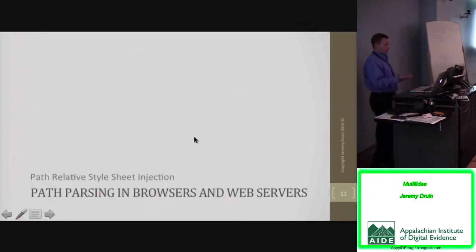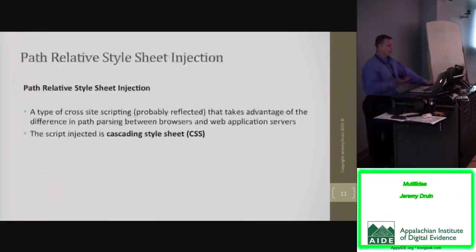So path relative style sheet injection is a type of this cross-site scripting. And typically it's going to be the reflected type, the one that we just described, where the injection occurs on the client, travels all the way to the server, gets incorporated into the page, and then sent back to the client where it finally is able to execute. Now the injection in these cases, rather than being JavaScript, is actually cascading style sheets.